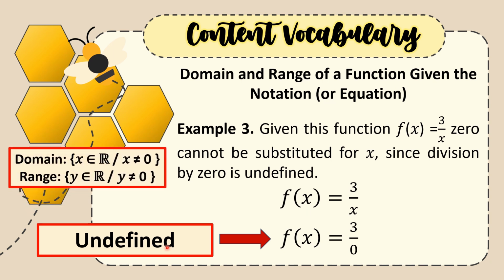In set notation, for the domain, x is an element of the real numbers such that x is not equal to 0. Any number can be used for x, only 0 cannot. If x is 0, then our answer is undefined. And for the range also, y is an element of the real numbers such that y is not equal to 0, since the range is the set of all real numbers except 0. Because having 0, we would produce an impossible output.